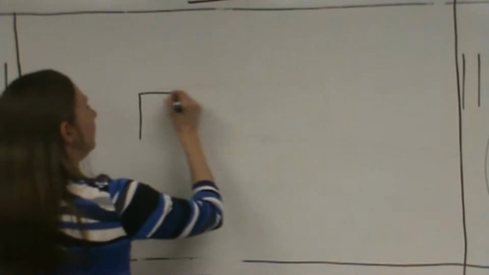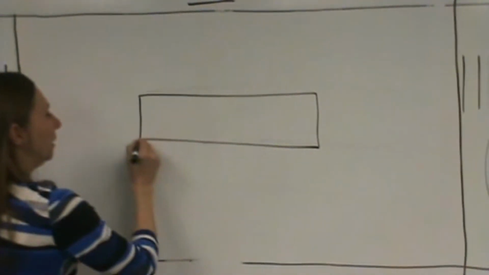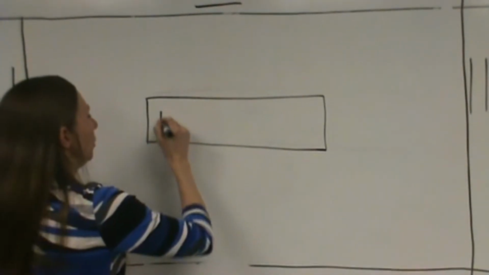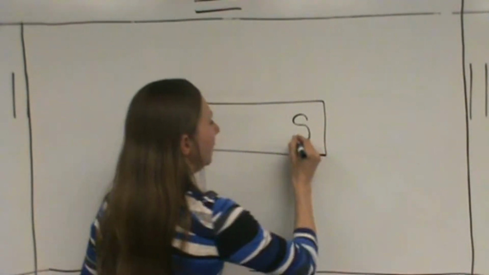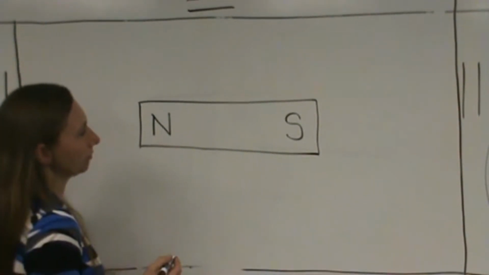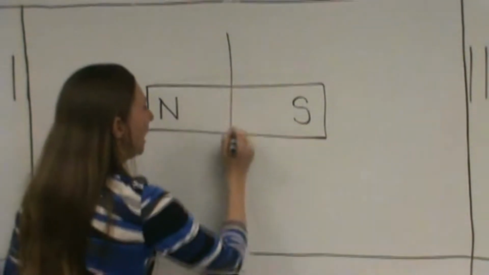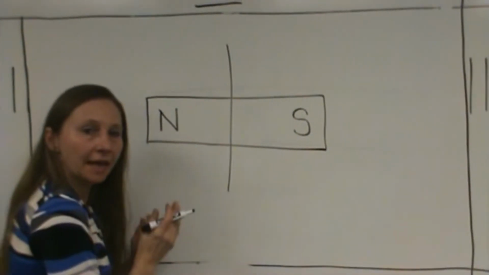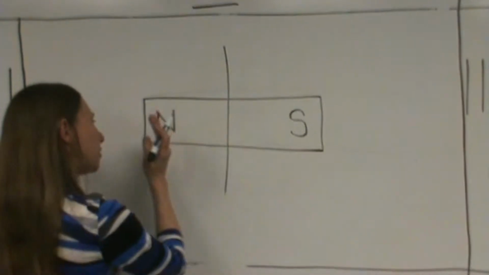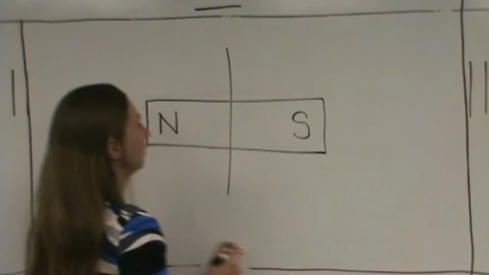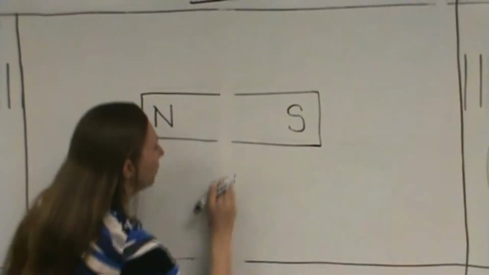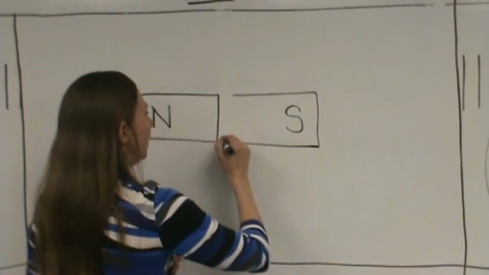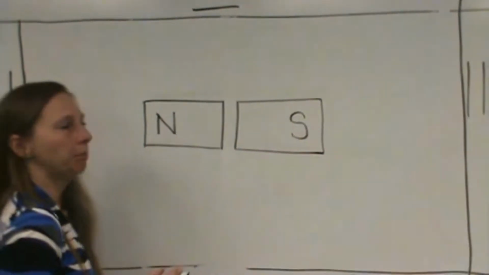Here's our magnet. Every magnet has a north pole and a south pole. If you cut the magnet in half, you don't get a magnetic monopole. You don't get a single north and a single south. What you get when you cut a magnet in half is two complete magnets.